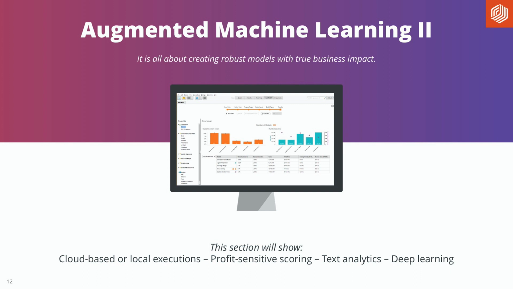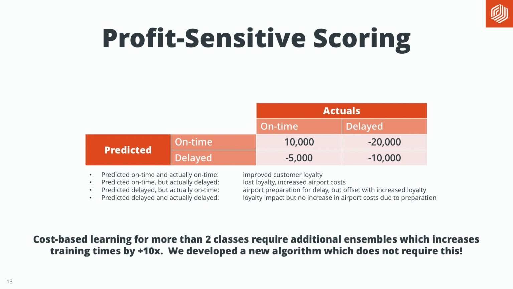So I will introduce this new form of profit-sensitive scoring. That's a new algorithm from RapidMiner. We will obviously correct this little mistake we did before with the arrival time, so we won't keep this column in. And I will also show you some basic text analytics, which you can easily enable here as well. We focus a little bit more on the deep learning model this time as well. So before we go back into the product, let me quickly explain this profit-sensitive scoring to you.